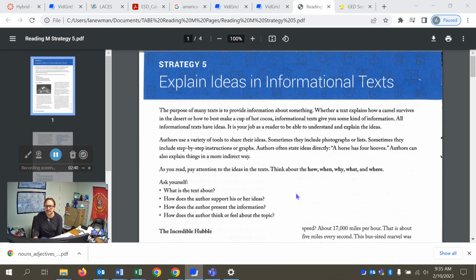Okay, the purpose of many texts is to provide information about something. Whether a text explains how a camel survives in the desert or how to make a cup of hot cocoa, informational texts give you some kind of information. All informational texts have ideas. It's your job as a reader to be able to understand and explain the ideas.